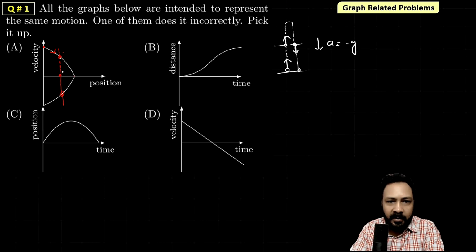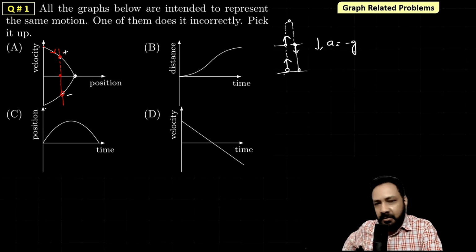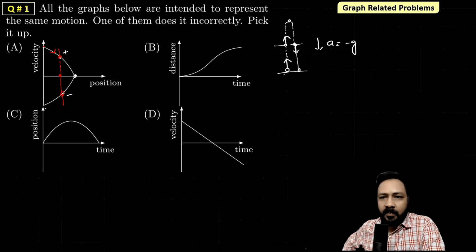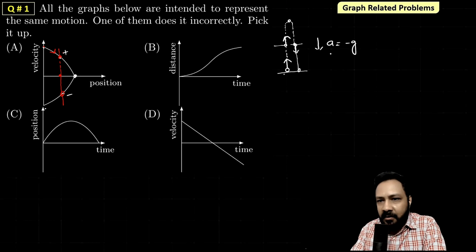That is represented by two velocities at the same position, one positive, one negative. There is a maximum height at which velocity is zero, that is represented by this point. It starts with the zero position here and reaches the zero position. So that is that type of motion. And if I say that this is a motion under gravity without any air resistance, so acceleration is constant, and that acceleration is minus g.